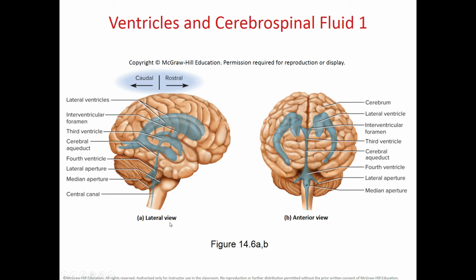So here is the lateral and anterior view of the ventricles. This is the lateral ventricles. This is the interventricular foramen connecting the lateral ventricles to the third ventricle. And then in here we have the fourth ventricle, which is connected by the cerebral aqueduct to the third ventricle. And then here we have the ependymal central canal, and then these lateral apertures that are located on the sides of the fourth ventricle bring the CSF back into the subarachnoid space.